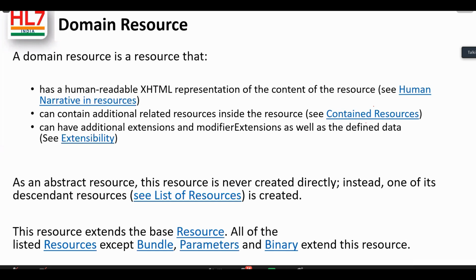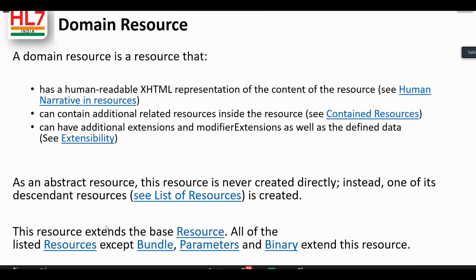A domain resource is actually an abstract resource. What it means is that a domain resource in itself does not exist; its descendants need to work. For example, patient is a domain resource. Encounter is a domain resource. Everything that we saw was a domain resource. So that's why you did not see the ID directly, because ID is part of the inheritance.